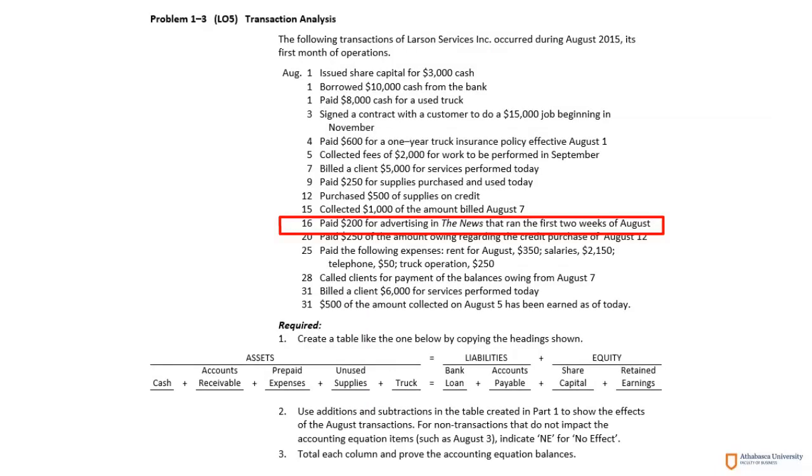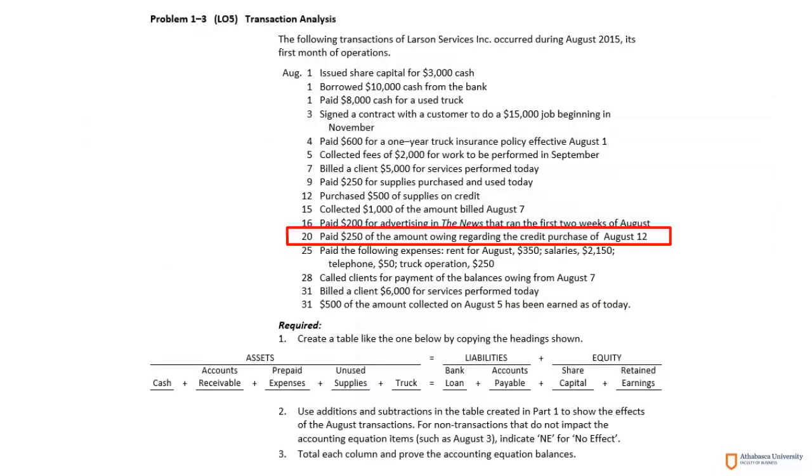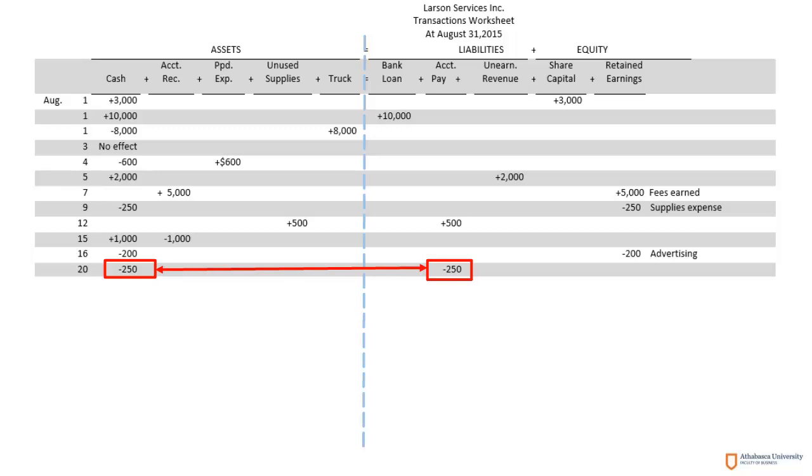On August 16th, $200 cash was paid for advertising that was used during the first 2 weeks of August. Cash has decreased by $200 to pay for an expense, advertising. Expenses cause equity to decrease. On August 20th, $250 cash was paid towards the liability created on August 12th. Cash has decreased to pay down a liability, accounts payable.